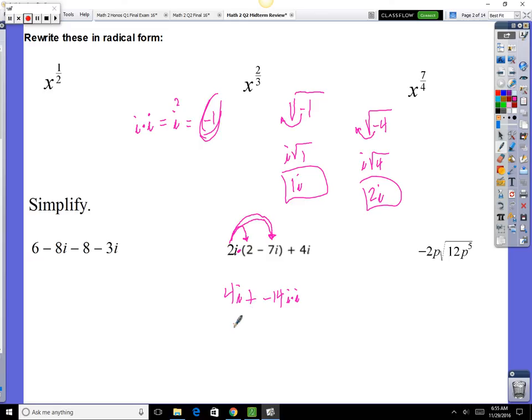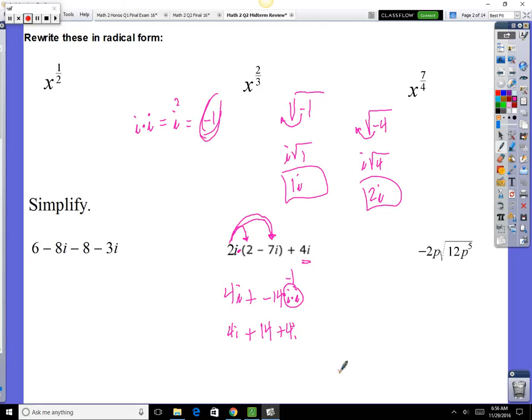So here's what I got so far. I got 4 imaginaries plus, so this i times i is really a negative 1. So it's a negative 14 times a negative 1. And a negative times a negative is a positive, so that's 14. And that's 14 real. And then I got at the very end right here, plus 4 imaginaries.